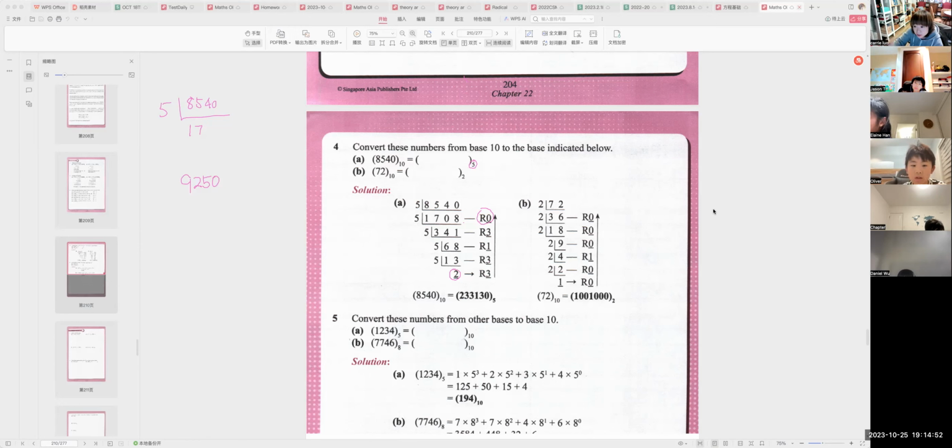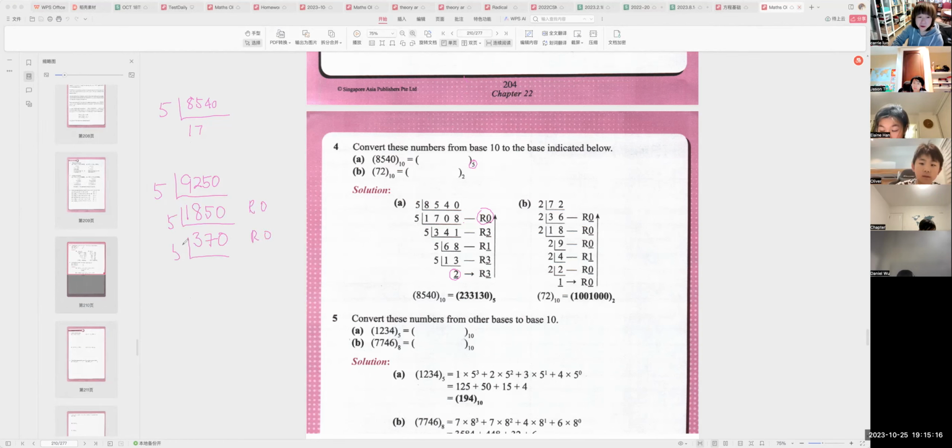Okay, so let's take a look at this one. I have received different answers, all different. So we have 9250 divided by 5 equals what? 1850. The remainder is 0. Divided by 5 again equals 370. The remainder is 0 again, correct?